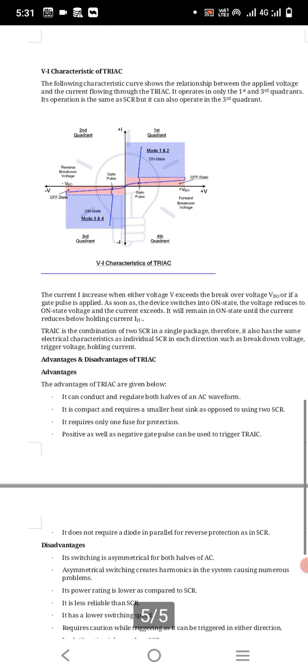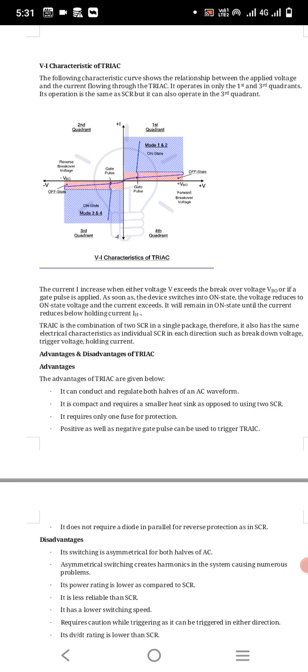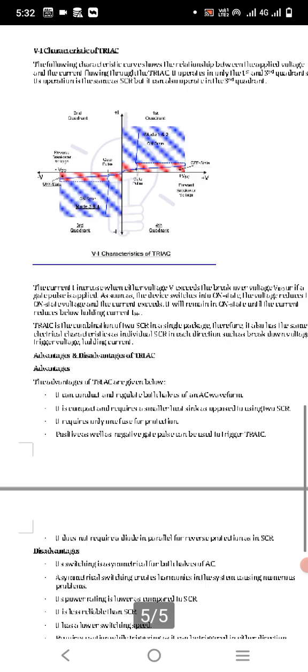Next we have to see VI characteristics of TRIAC. This VI curve shows the relationship between the applied voltage and the current flowing through the TRIAC. It operates in only the first and third quadrant. Its operation is the same as SCR, but it can also operate in the third quadrant.